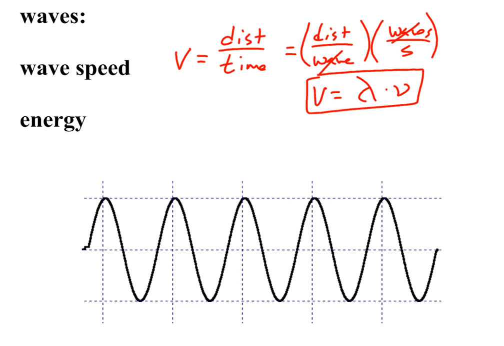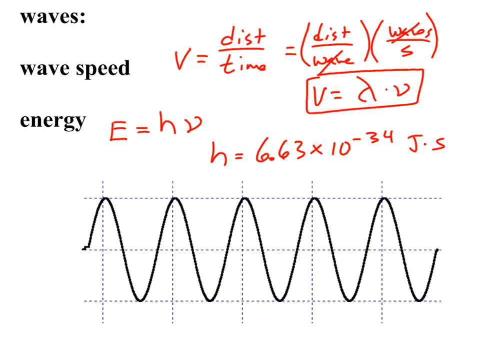The energy of an electromagnetic wave is equal to a constant times the frequency. So in other words, the frequency is proportional to the energy. As the frequency goes up, the energy goes up. Planck's constant, or the constant h, has a value of 6.63 times 10 to the negative 34 joule seconds. So if we plug in frequency, the number of waves per second, and multiply it times this, we end up with joules for our energy. So we're going to want to do some calculations with this formula as well.